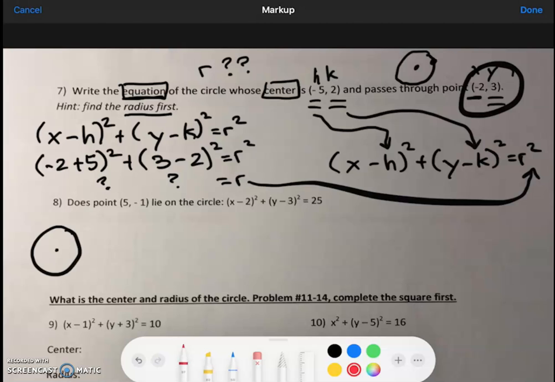Okay, now I'm going to do number 8 here. It says, does point x comma negative 1 lie on the circle? Here's the equation of the circle.